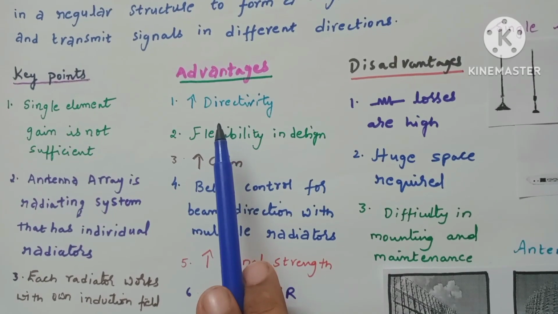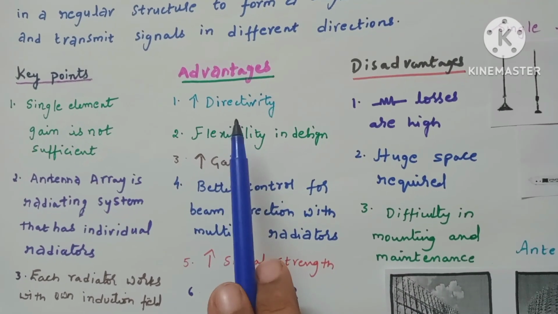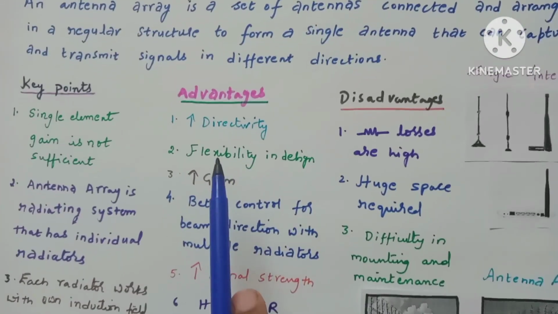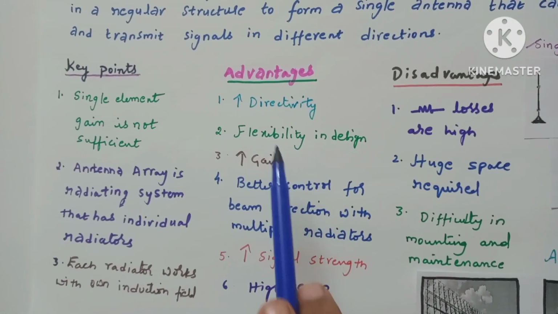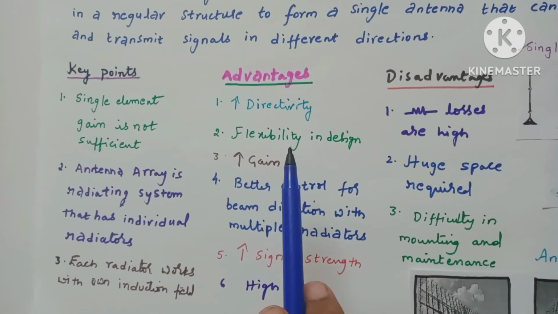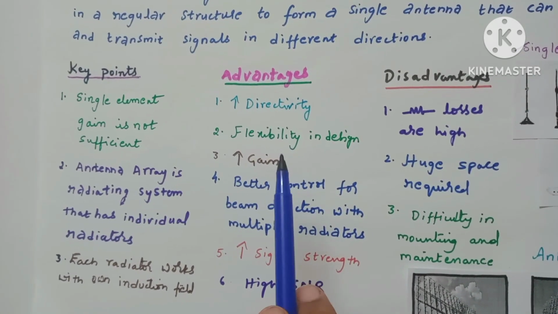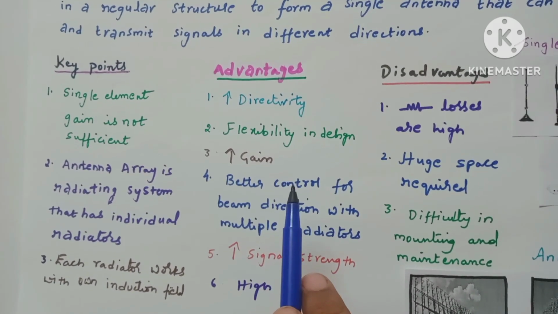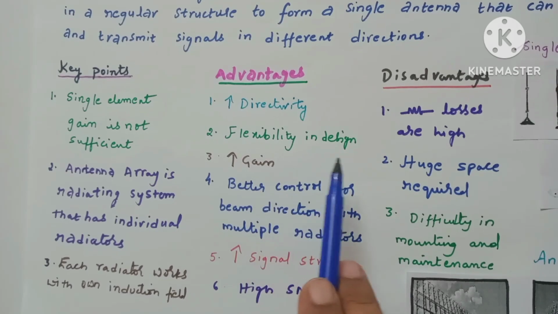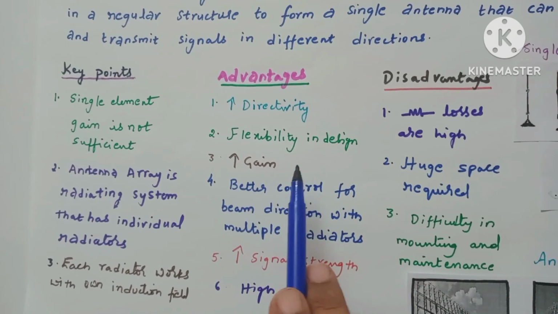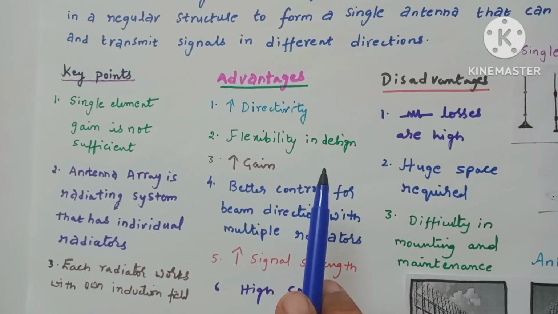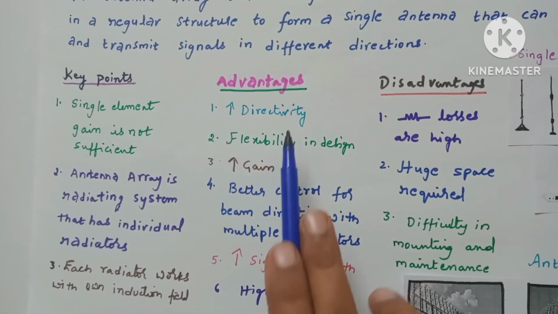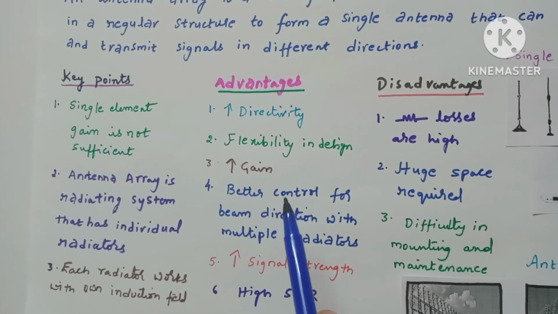You can see here the first point I have mentioned is increased directivity. This is a very important requirement for all outside world applications. Why? Because an increase in directivity improves the output of any application. And flexibility in design. Flexibility in design means how easily we can do the antenna designing, that is, group of antenna designing. As directivity increases, automatically gain also increases.